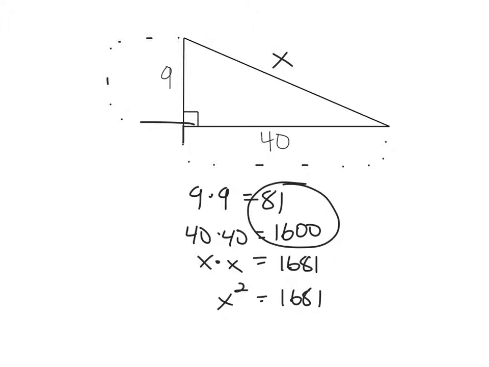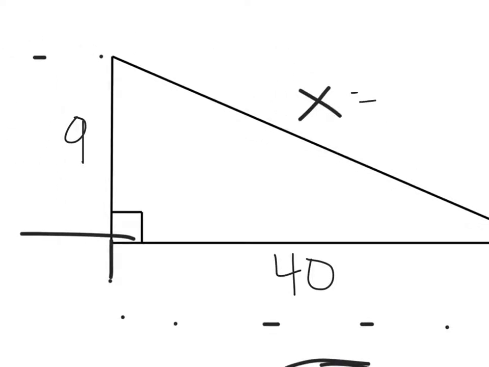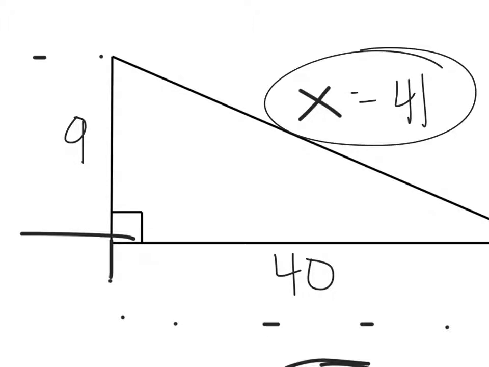The opposite of the power of 2 is the root, so I'll take the second root of both sides, and I get x equals the second root of 1,681, which is plus or minus 41. I can't use minus 41 because this is a length, so x equals positive 41 is my answer.